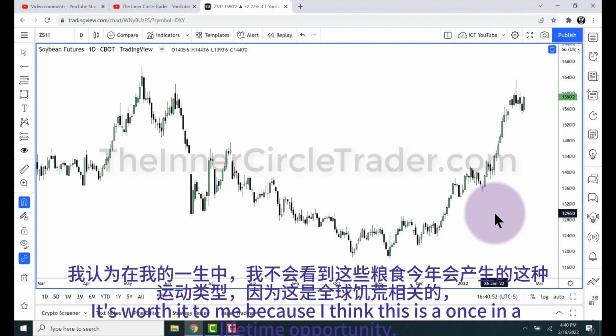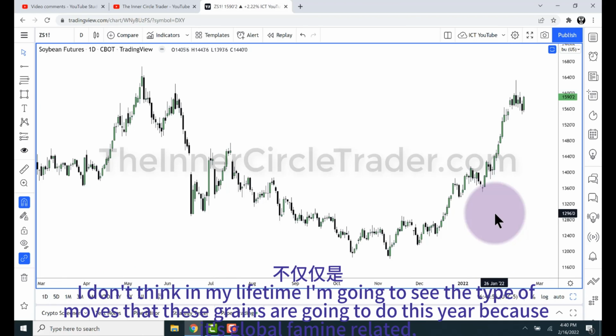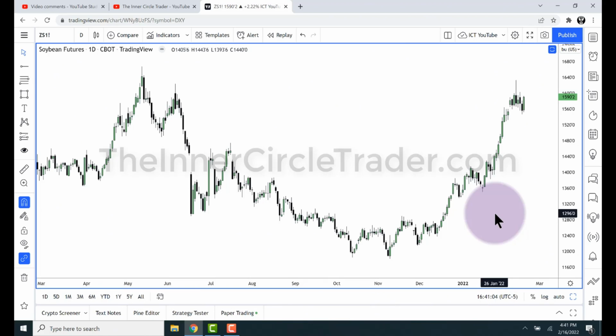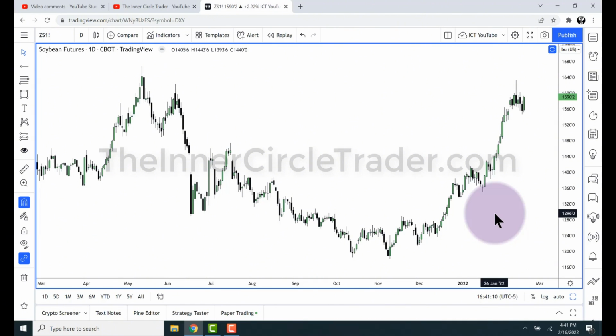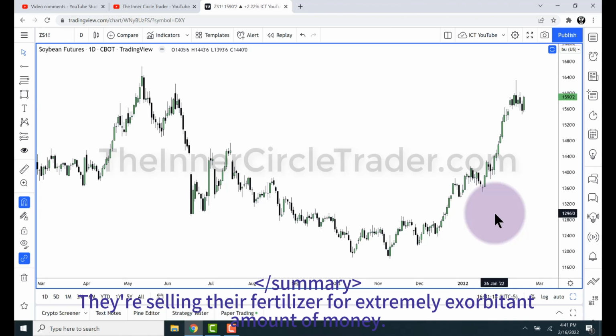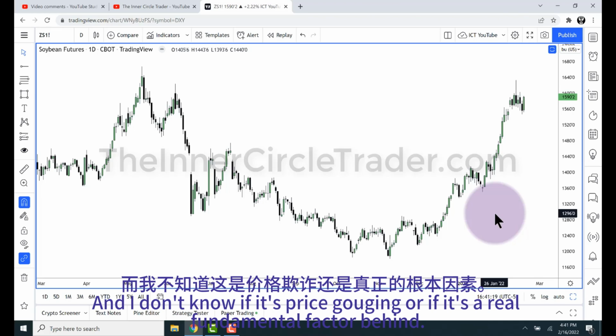And I don't care. It's worth it to me because I think this is a once-in-a-lifetime opportunity. I don't think in my lifetime I'm going to see the type of moves that these grains are going to do this year because it's global famine related, not just American. Because China's buying all kinds of grains. Everybody that's in the business of fertilizer is selling their fertilizer for an extremely exorbitant amount of money. And I don't know if it's price gouging or if it's a real fundamental factor behind it.